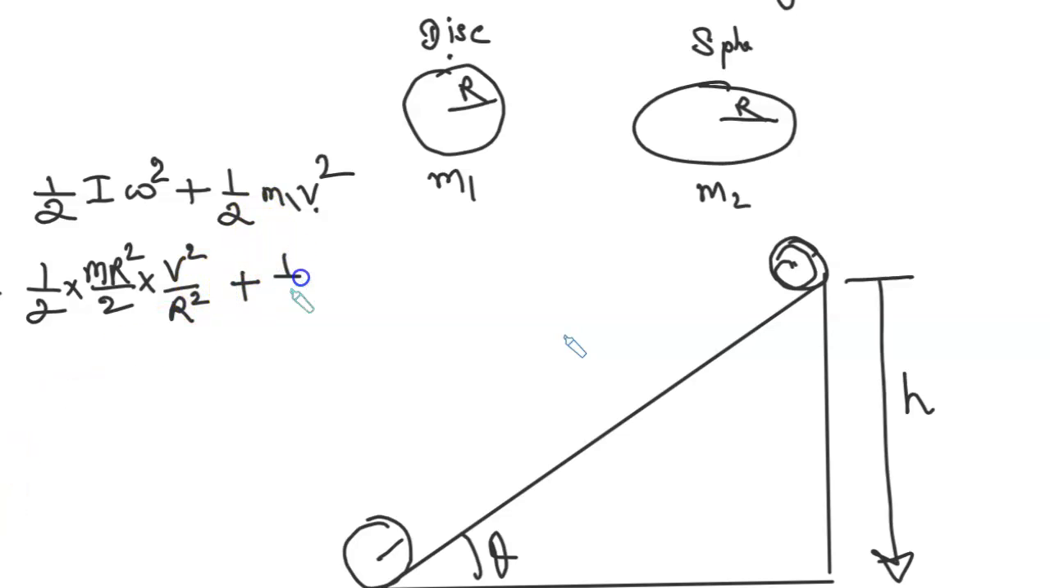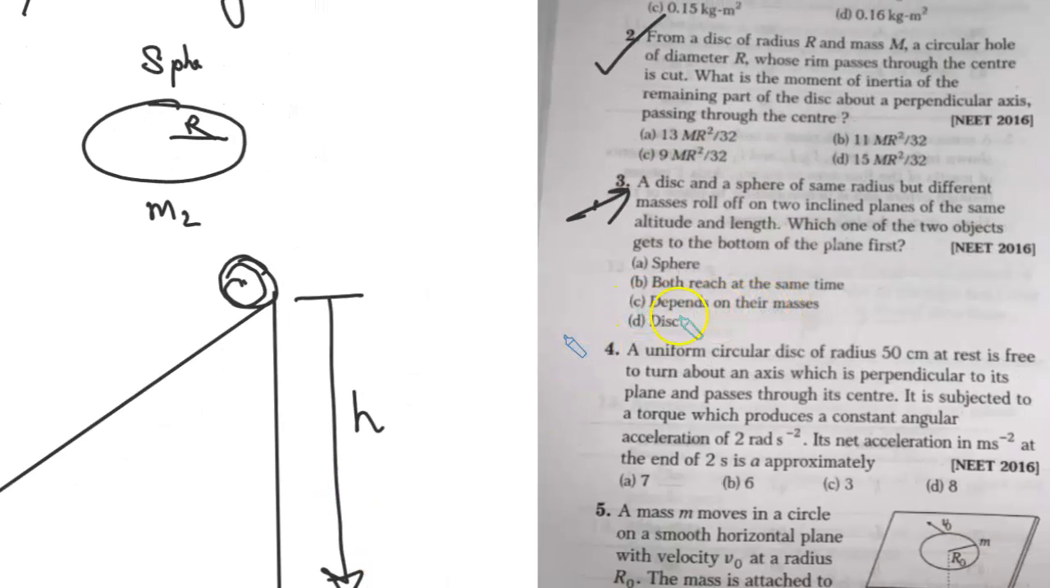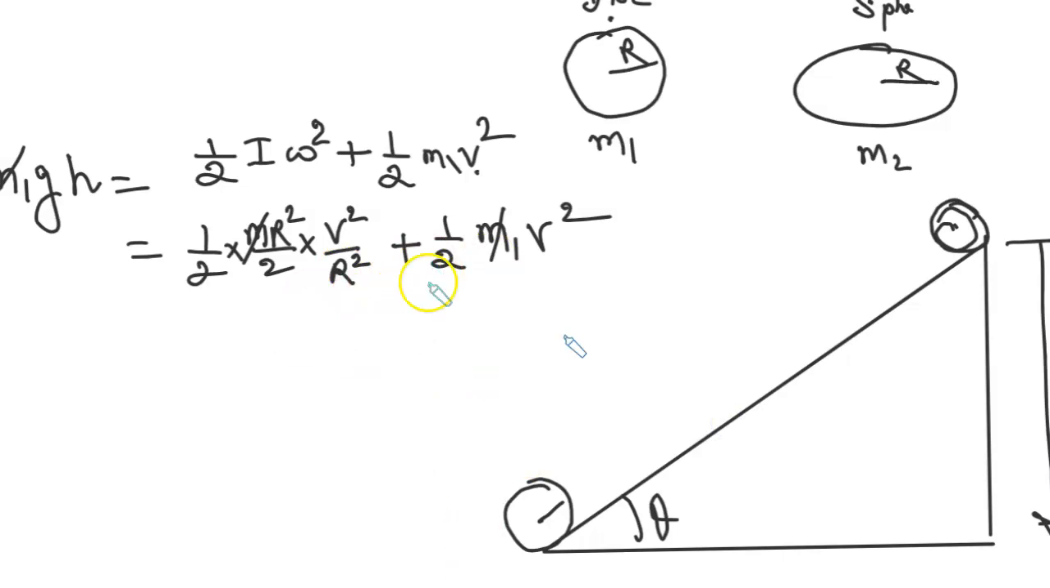Plus half m1 v square. See, m1 goes everywhere. So velocity does not depend on mass. Correct? So of the options, the one saying both reach at the same time depending on their mass is gone. Now we will see whose v is more. We will do the same v. The r square cancels.